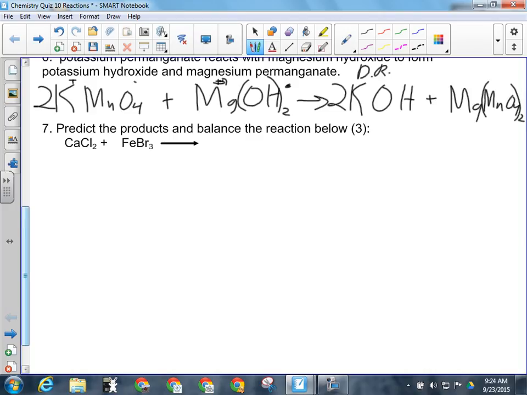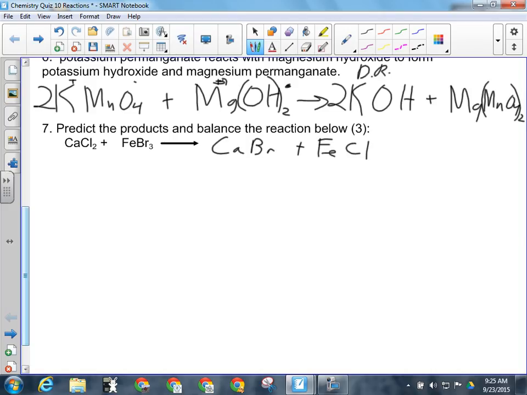Okay, when we talked about this last week, we said the first and most vital step in being able to predict what the products of a reaction are is to identify the type of reaction that's going on. I have a reaction here that has calcium chloride, which is ionic, reacting with iron 3 bromide, which is also ionic. What kind of reaction is that? It's a double replacement reaction. What happens in a double replacement reaction? They switch, right? The metals switch partners in this reaction. That means that calcium will now be with bromine and iron will now be with chlorine.